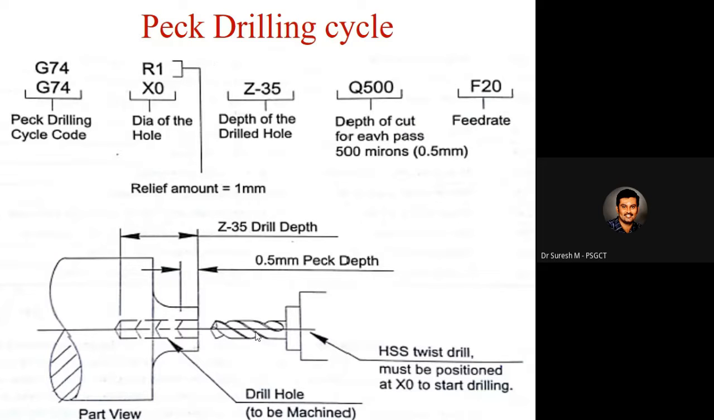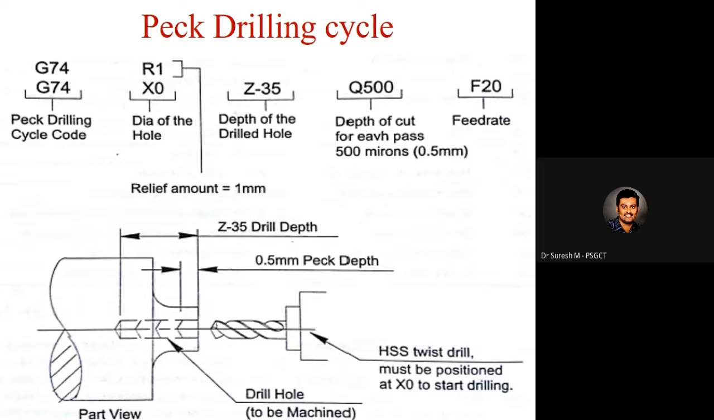First the tool will enter into the workpiece up to this distance, and then it will go back. Again, it will enter to this distance, and then go back. This peg increment is given in Q, that is the depth of cut, and the retract height is 1. So it will drill 0.5 mm, and after that it will go back 1 mm to remove the chip. Again 0.5 mm it will move inside, and then 1 mm it will go out. This kind of operation is called peg drilling.